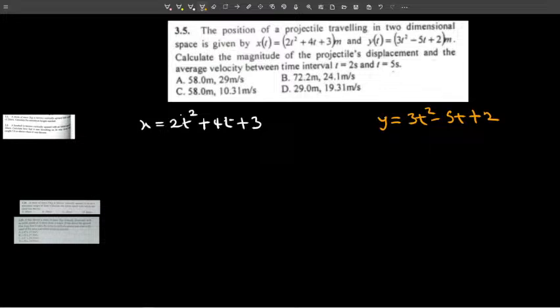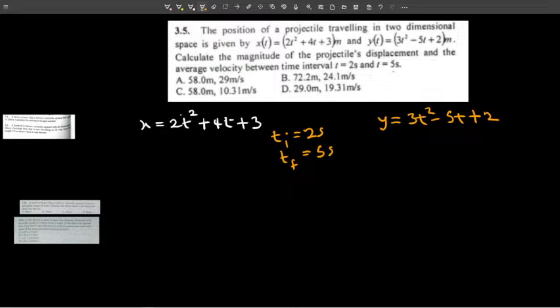So what you have to find: calculate the magnitude of the projectile's displacement and the average velocity between the time interval 2 seconds, and so we're given the time interval. So we have initial time to be 2 seconds and final time to be 5 seconds. We have to find the magnitude of the projectile's displacement.